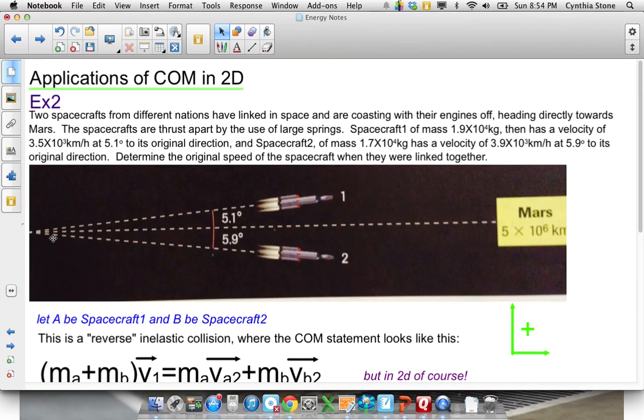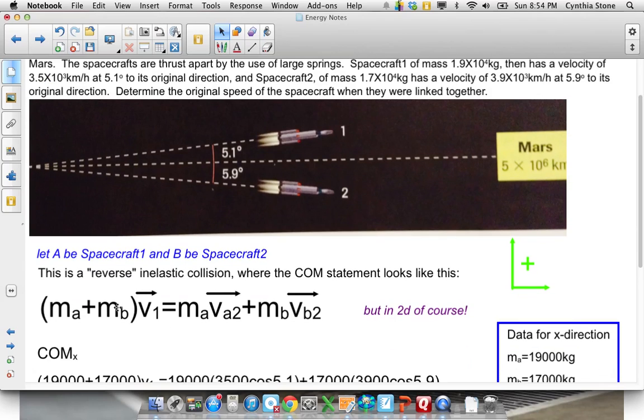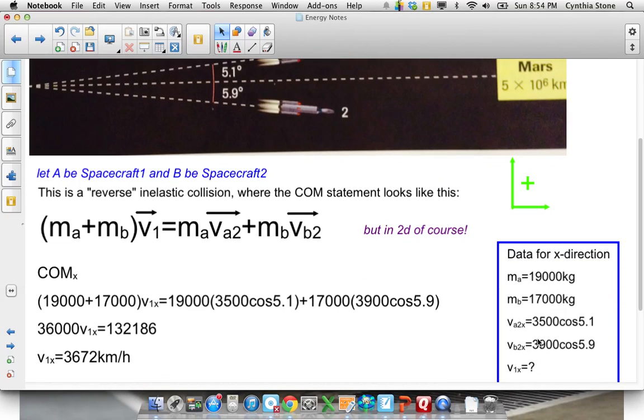Okay, so just because I use A's and B's, I decided to call A this one and B this one down here. I call it a reverse inelastic because they were stuck together in the beginning and ended up separated, but really it's the same formula. And of course we treat it in 2 dimensions. So again, as soon as you see an angle, write down what you know in the x direction, write down what you know in the y direction.